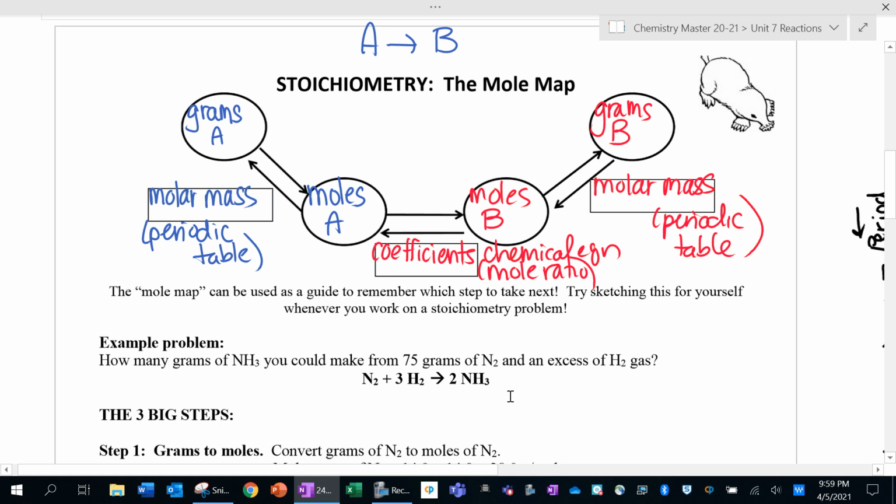If I'm thinking of this in terms of my mole map, what I'm going to do is look at my mole map and ask, where am I starting?